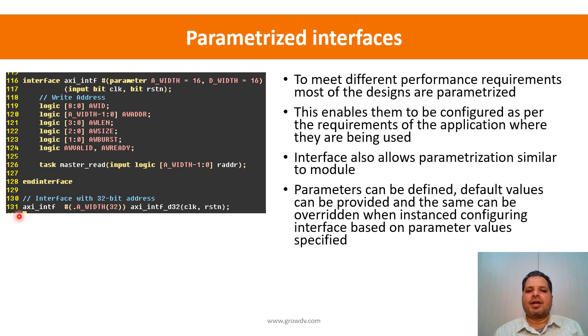And while instancing a parameterized interface, you say AXI interface, which is the name of your interface, and then you say pound, and then through the dot you can specify the name of the parameter. You can use either name-based association or position-based association, both are possible. So you specify the name of the parameter and then the value that you want to provide. The default value here is 16 and the value that you are providing here is 32-bit, and then you can declare the instance name for this particular interface. So this way you can parameterize your interfaces.